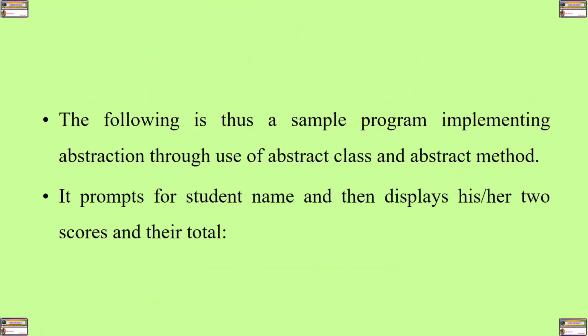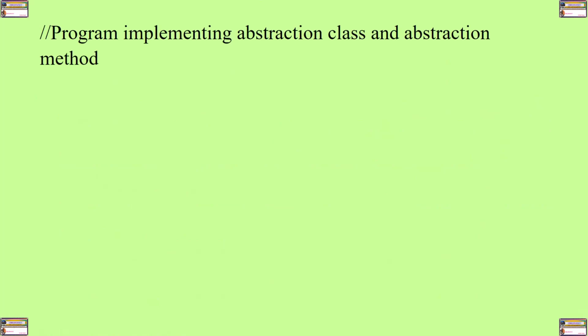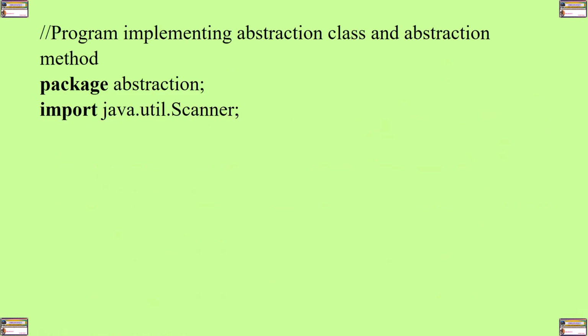So the following is a sample program implementing abstraction through the use of an abstract class and abstract method. It gets a student's name and then displays his or her two scores and their total. So we have the comment: program implementing abstract class and abstract method. The name of our project is abstraction, which is the name of the package. Then we have import java.util.Scanner for the purposes of enabling the compiler to be able to access input and assign the values entered to their respective variables or memory locations.